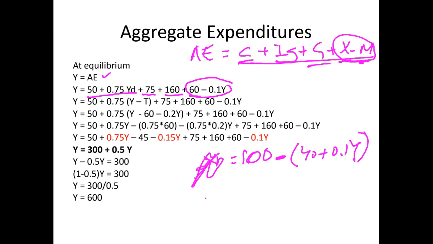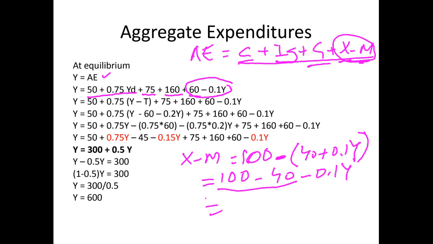this is basically exports minus imports, right? 100 minus, and in the bracket 40 plus 0.1Y. So with a negative sign, when you open this bracket, it would be 100 minus 40, and then don't write plus, minus 0.1Y. And then 100 minus 40, I know is 60, and this minus 0.1Y. So this is written here: 60 minus 0.1Y. So that is net exports.